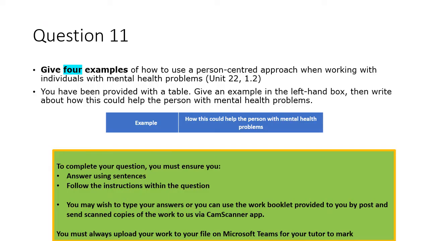Now, question number 11 is asking you to give 4 examples of how to use a person-centered approach when working with individuals with mental health problems. You'll see that there is a table within your workbook, and you can see the top of the table here. So you need to give the example in the left-hand side and then write about how this could help the person with mental health problems on the right-hand side of the table, and you need to give 4 examples. Obviously, think of the slide before that I talked through, but also use your own words, use your own ideas as well.